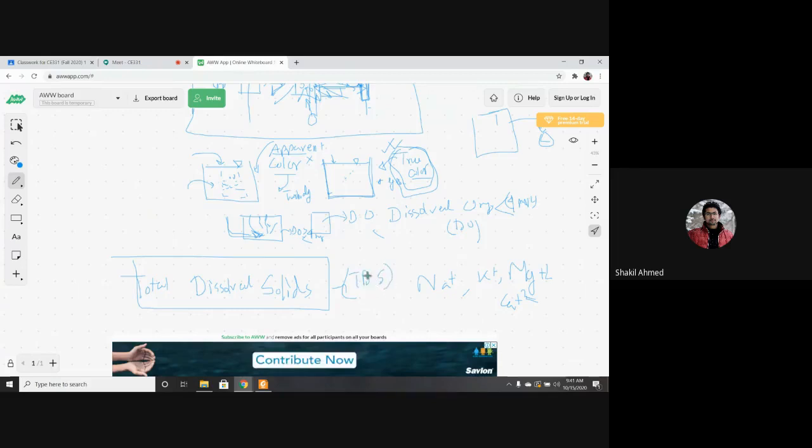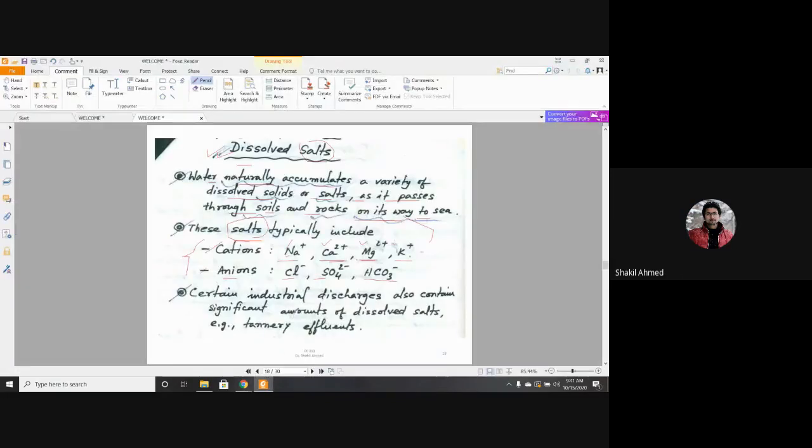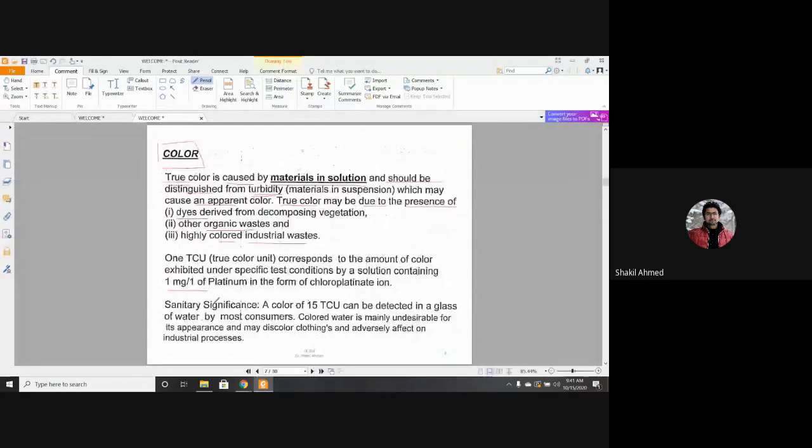What do we measure using this TDS? We measure the salinity of water. How much salt is present in water? Is it clear? Yes, sir. Okay. We'll come to this topic again in more detail.